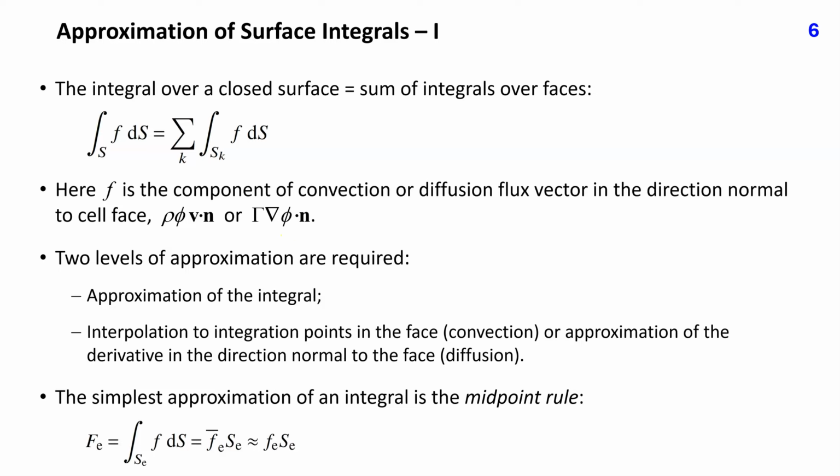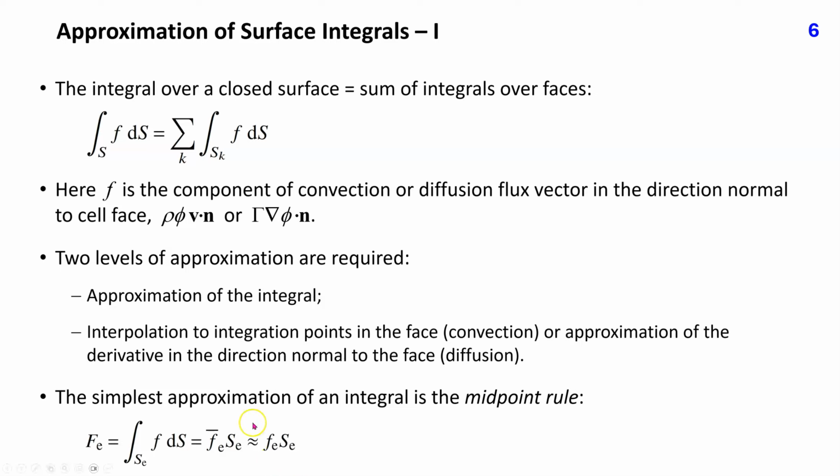Finite volume methods require for both convection and diffusion fluxes two levels of approximation: approximation of surface integral over the cell face and interpolation of the function phi to the integration points in the case of convection flux, or approximation of the derivative of phi at integration points in the direction normal to cell face in the case of diffusion flux. The simplest approximation of an integral is the midpoint rule.